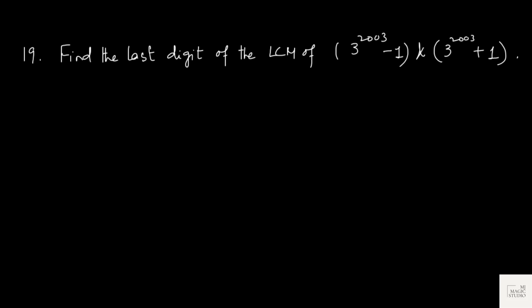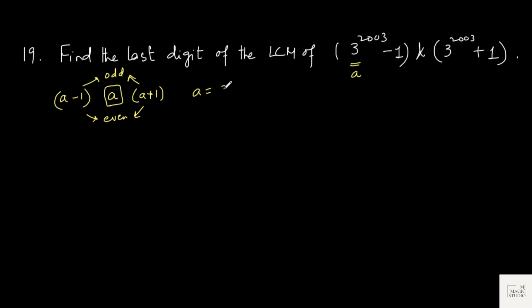Give it a try. First of all, what are these two numbers? If I treat 3 to the power 2003 as a, then I can see we have got a minus 1 and we have got a plus 1. That means these are two consecutive either odd numbers or two consecutive even numbers. It all depends on the value of a.